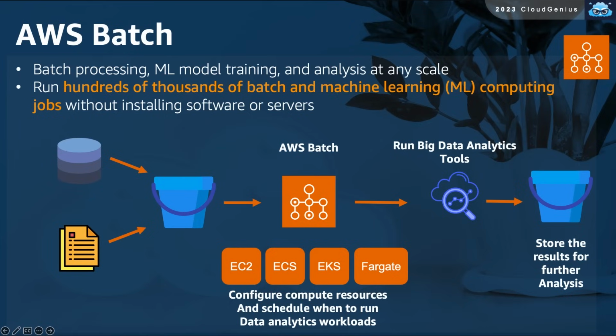Picture this: you have a job to process thousands of images. With AWS Batch, you create a job definition specifying the image processing parameters. You submit the job to a job queue, which acts like a waiting area. AWS Batch then dynamically provisions the necessary compute resources, launching instances to handle the workload. It automatically scales resources up or down based on demand, ensuring optimal performance and cost efficiency.